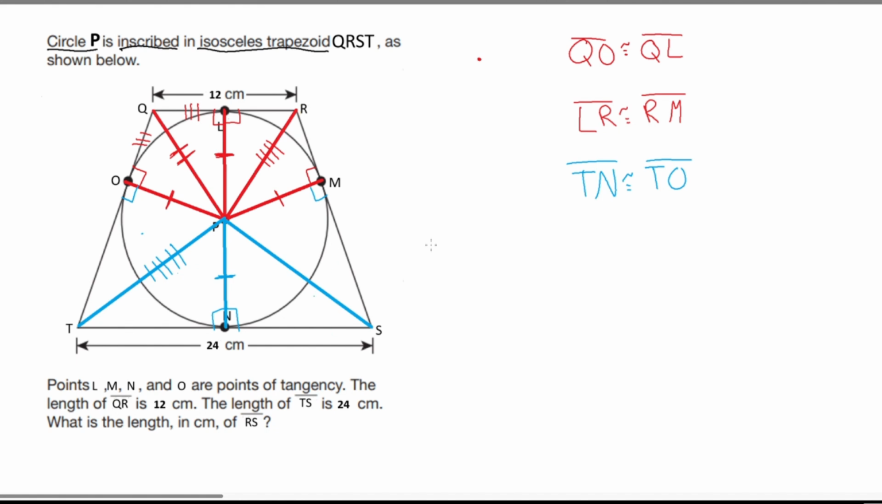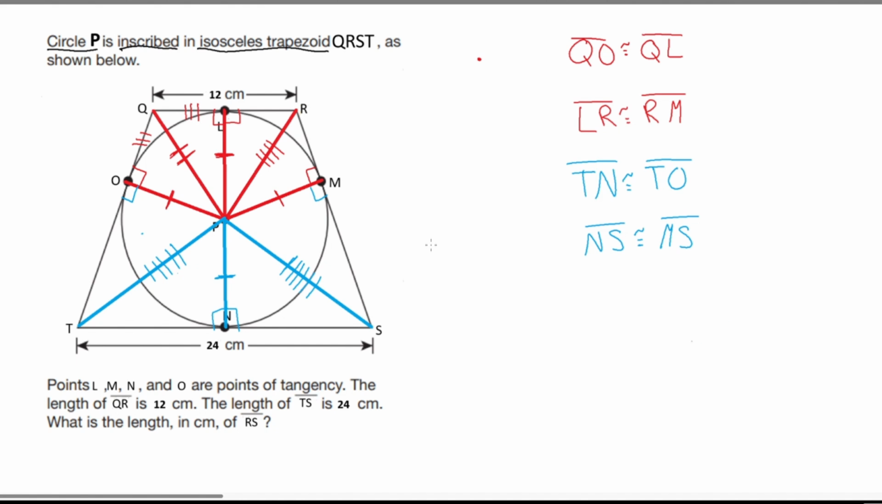Similarly, again, we have triangle PNS, and we want to prove that it's congruent to triangle PMS. They have another hypotenuse in common, and they have, again, the radius, leg, and they have a right angle, which means that NS is congruent to MS.